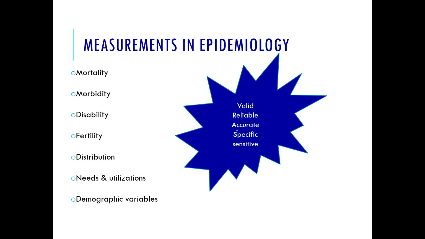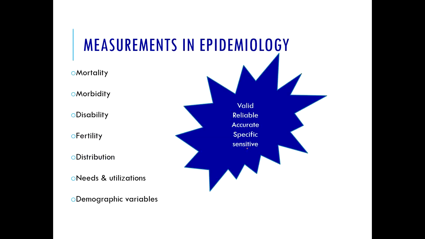Then it should be accurate, it should be specific, and it should be sensitive. Specificity and sensitivity we will be discussing in detail when we will be discussing the screening tests in community, which will be following after the lectures of epidemiology. So specificity means the ability of a test to measure the true negatives in a community. And sensitivity means the ability of a test to calculate the true positive patients in a community. So these are the basic indicators and basic requirements of the indicators which should be used by an epidemiologist.